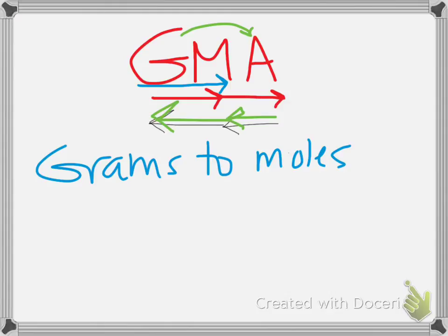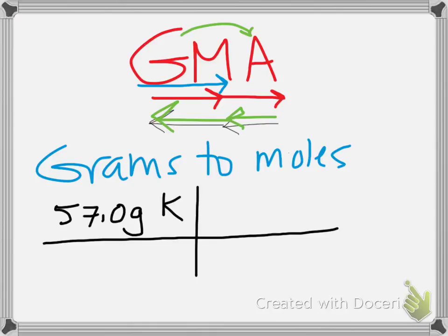All right, if I give you a sample, and that sample has 57.0 grams of, pick your favorite element. Kobe, pick your favorite element. Potassium. Hey, K, ha, Kobe, cool. Okay, so if you get 57 grams of potassium, that's K, and you want to know how many moles of potassium that is.